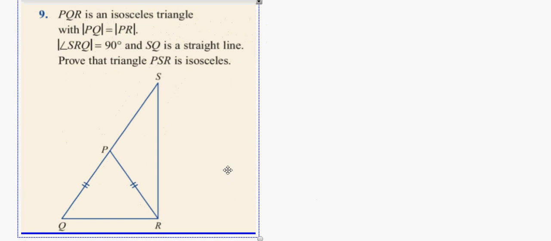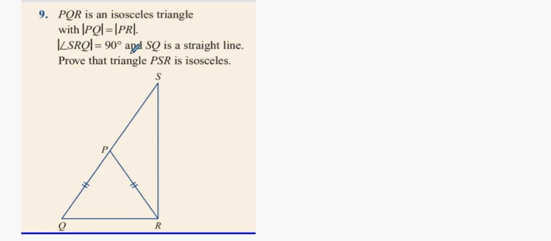PQR is an isosceles triangle with PQ equal to PR. This means this is an isosceles triangle essentially, so this would mean angle 1 equals angle 2. SQR is 90 degrees, so SQ to R, this red angle would be 90 degrees. And SQ is a straight line, S to Q is one consistent line. Prove that PSR is isosceles, so we have to prove that this triangle up here, this red triangle, is also isosceles. Okay, so that's going to be fun.